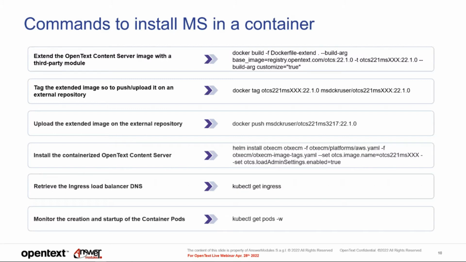Once we have tagged this image, so we have given it a unique ID, we upload it into our external repository. In our case, we are using Docker Hub. And this, as you can see, is also a very simple command. At that point, whenever we need a new environment with the Content Server and the module suite, we just need to run our last command, which is the installation of our implementation with the module suite. How long does this take? Potentially, this now becomes a matter of minutes.